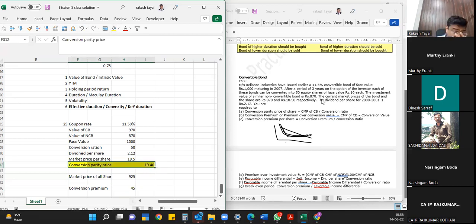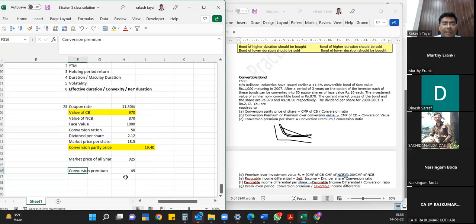Yes, conversion parity price formula I have given already in the notes. But conversion parity price का मतलब क्या है कि मैंने आज बॉन्ड लिया 970 का, जो मेरा बॉन्ड वैल्यू है that is 970 करंट मार्केट प्राइस, और उसको आज मैं कन्वर्ट करता हूं तो मुझे 50 शेयर्स मिलेंगे। So 970 divided by 50, तो पर शेयर का प्राइस मुझे 19.40 I will pay per share। ओके सर, ओके.